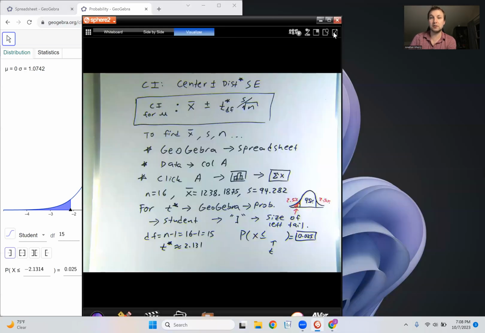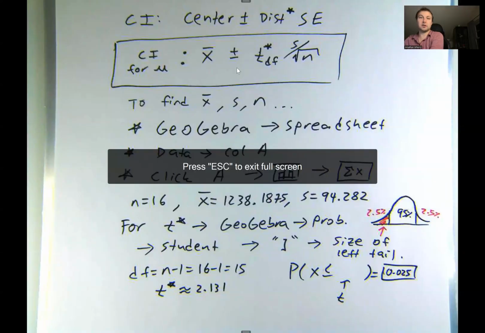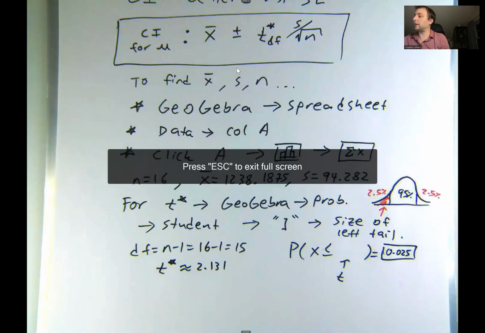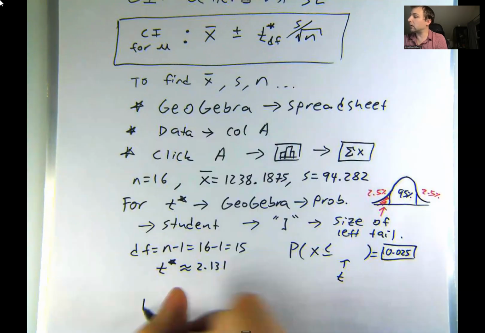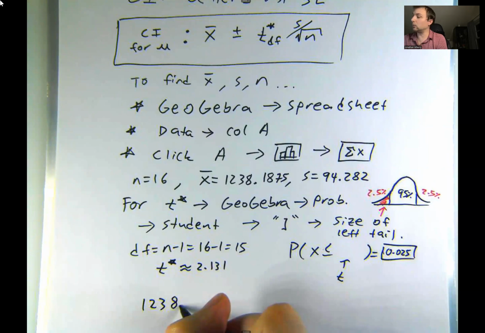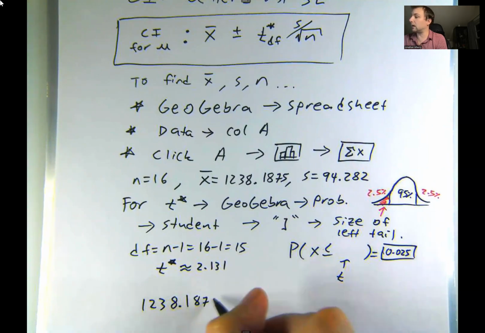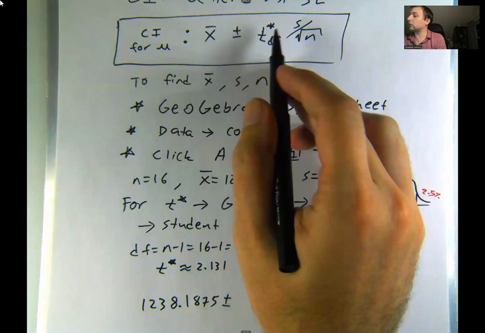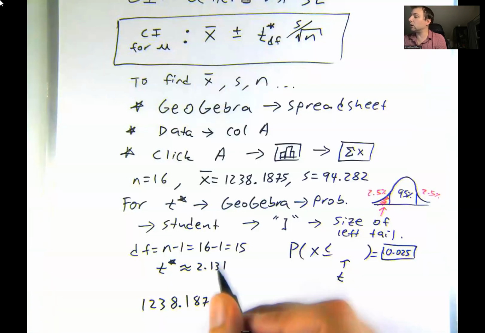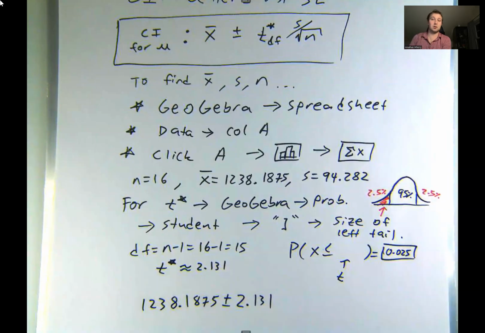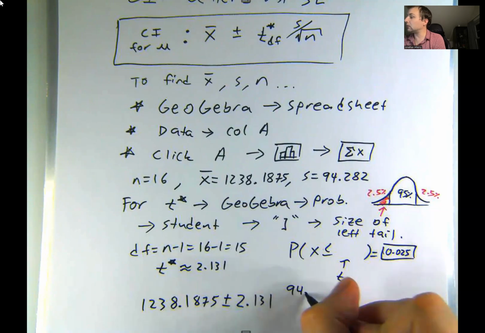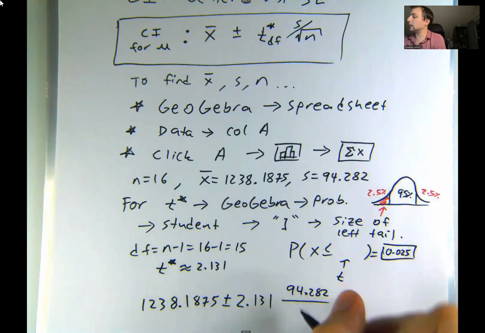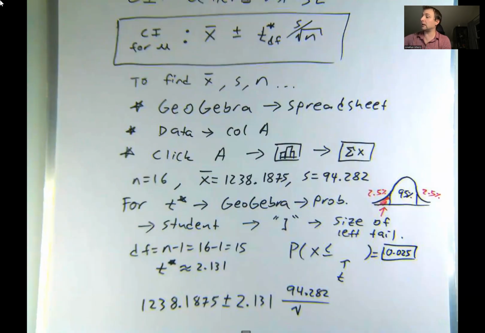Okay, let's put all of these pieces together because I've done all of the work for finding these numbers. Now comes the calculation. I found the average number of chips per bag. So my X bar was 1238.1875. I have my critical value, my t-star, that was 2.131. I have my sample standard deviation, 94.282. And this is over the square root of my sample size, 16.